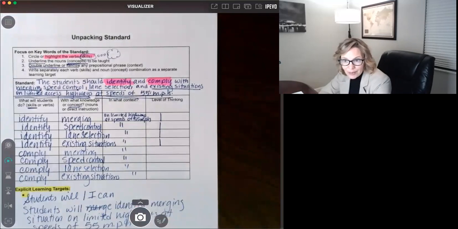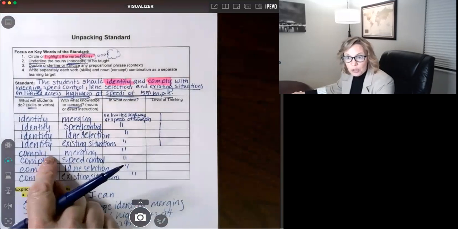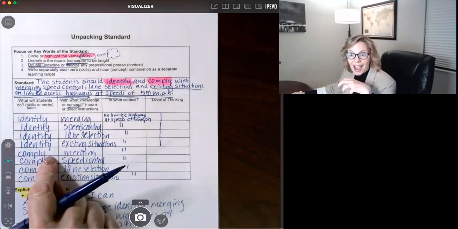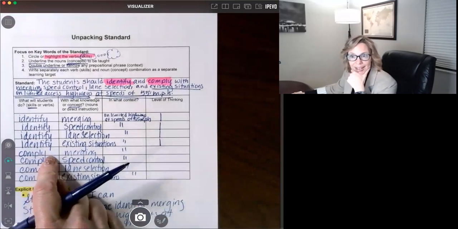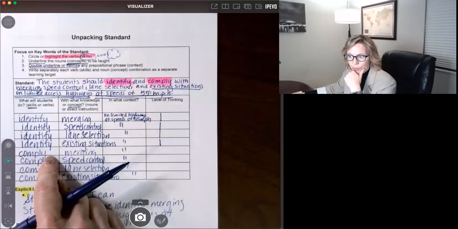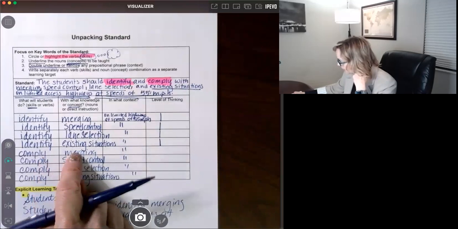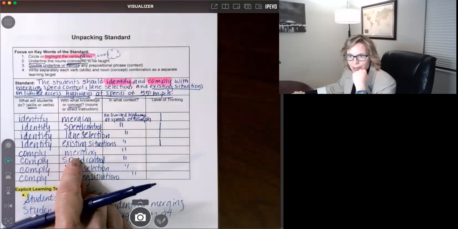Now it gets trickier because they actually have to comply. So they have to apply that identification knowledge in a real life situation. Much different level of rigor. Application in real world relevant situations automatically increases the rigor. So when we think about students complying with merging, there are going to be some things happening when I think about merging.